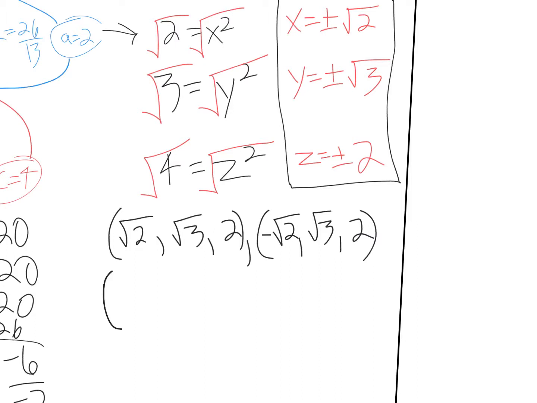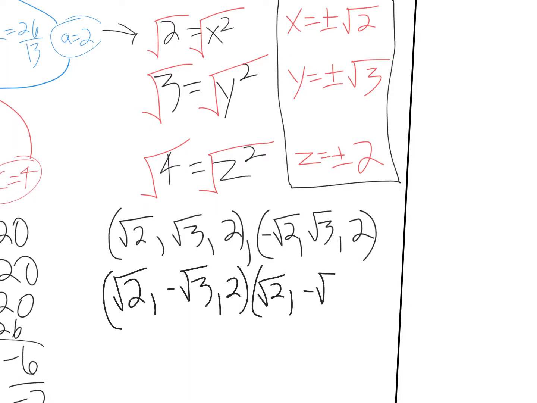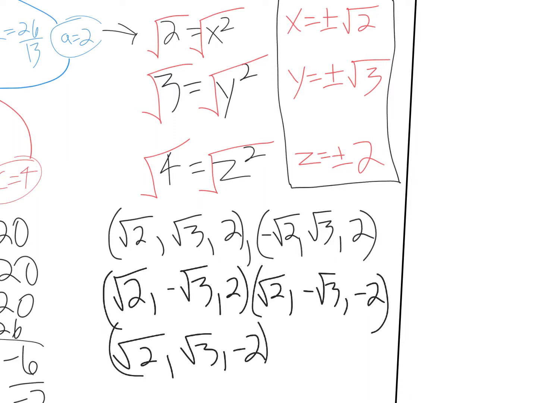But you could go through it and say, well, if I had the square root of 2 come first, I could also have a negative square root 3 come second, and then a positive 2. I could have a square root of 2 and a negative square root 3 and a negative 2. I could have a positive square root of 2 and a positive square root of 3, but a negative 2. I think that's all the positive ones.